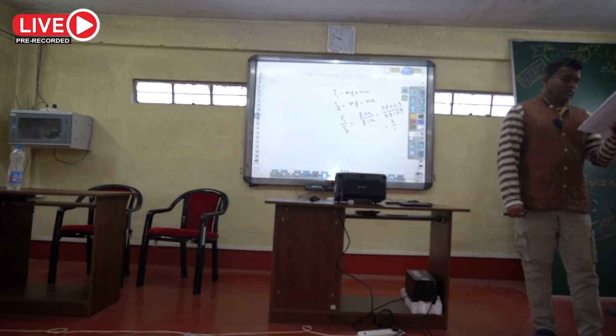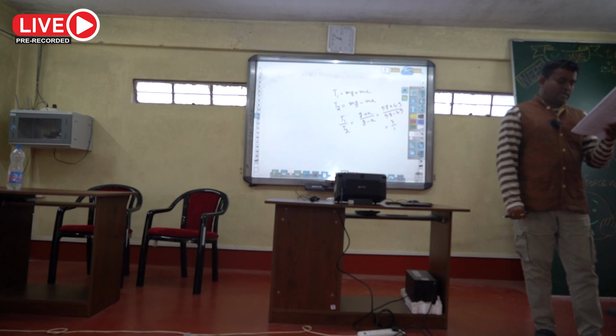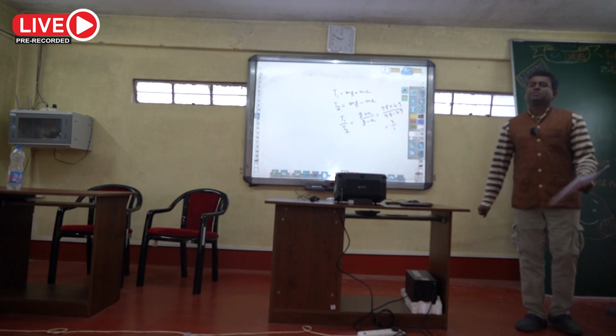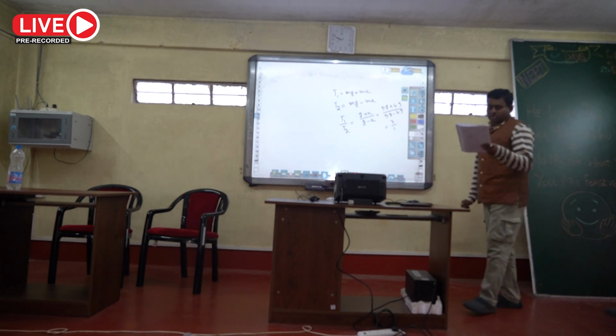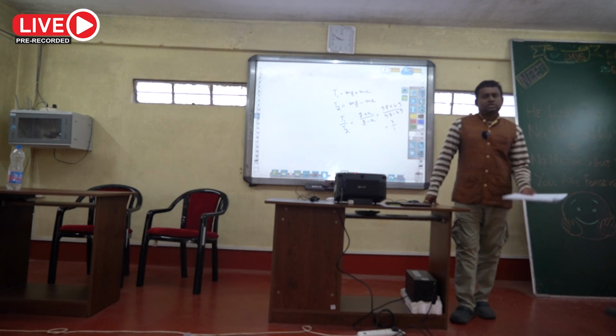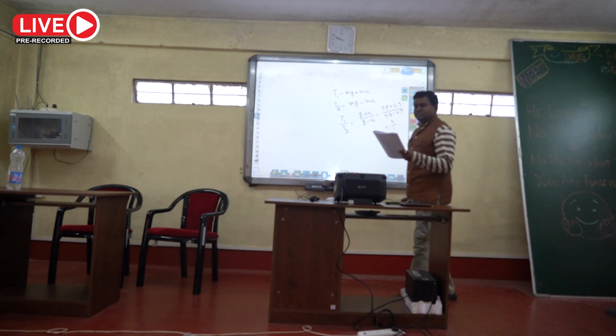A particle moves along the x-axis from x equal to 1 meter to x equal to 3 meter under the effect of force F equal to 3x square minus 2x plus 5 Newton. Work done in the process is. Simply you have to integrate. There is no other way because x square term is present. So straightforward, do the integration F dx.